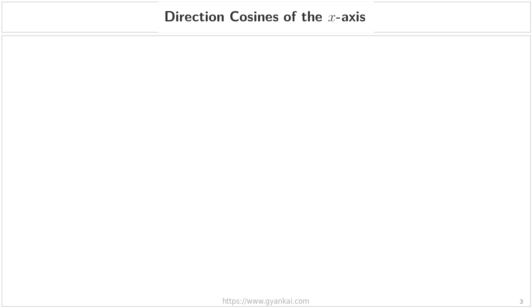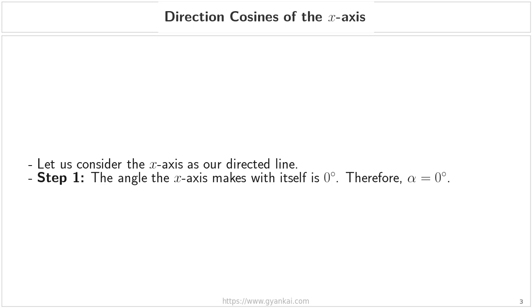Direction cosines of the x-axis. Now that we understand the general concept of how to find direction cosines, let's apply it to our first specific case. Let us consider the x-axis itself as our directed line. To find its direction cosines, we'll follow a simple four-step process. Step 1, we look at the angle the x-axis makes with itself. Since they are the same line, the angle is 0 degrees. Therefore, alpha equals 0 degrees.